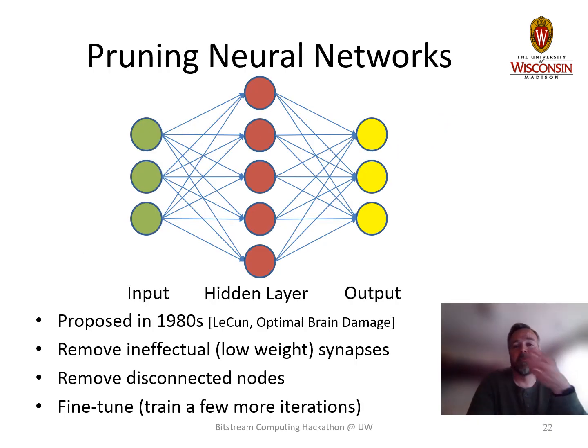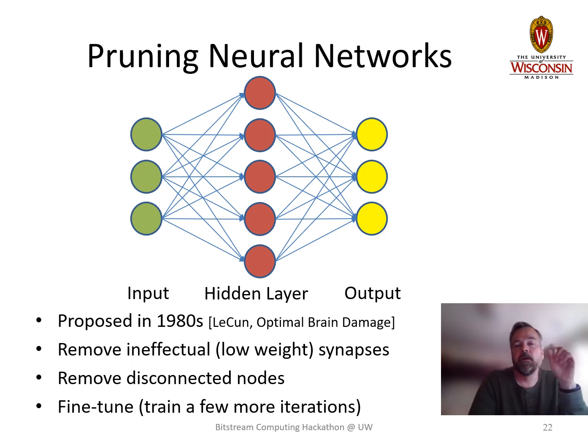Oftentimes, if you start with some neural network like this toy example that we looked at the beginning of this presentation, it turns out that a lot of the connections, which are the blue edges here between the layers and the neurons, and even sometimes some of the neurons themselves are not necessary. And this is not a new observation. Again, LeCun and others back in the 1980s proposed approaches for doing this kind of pruning.